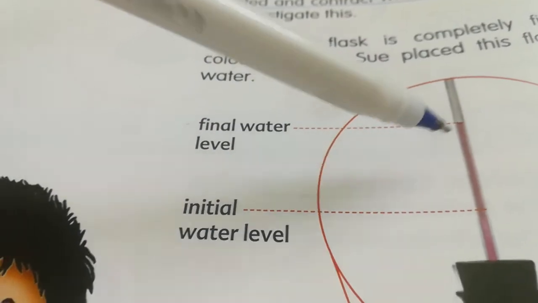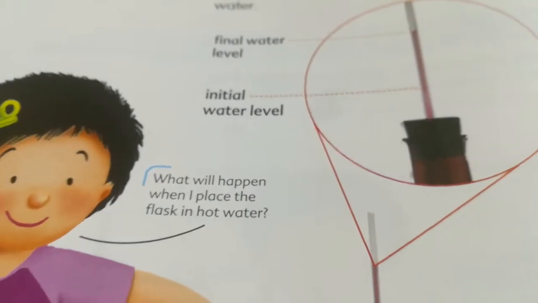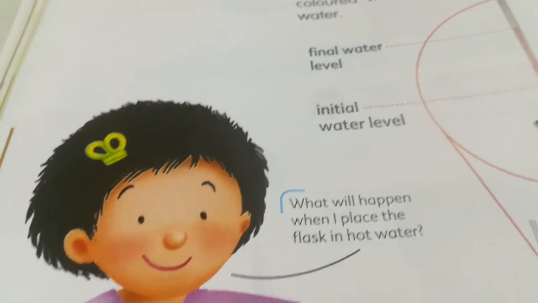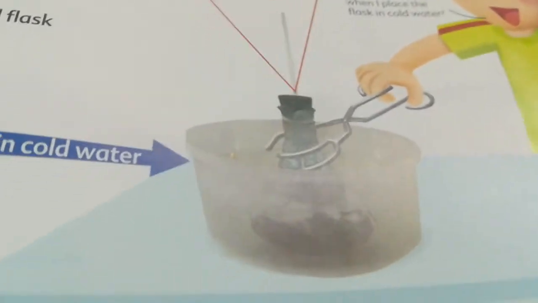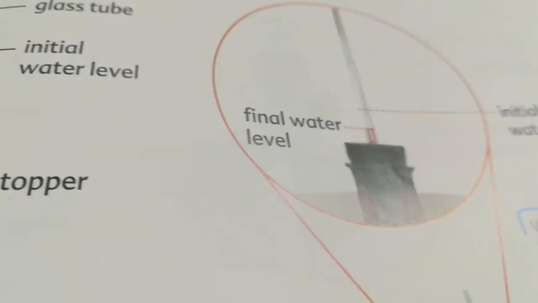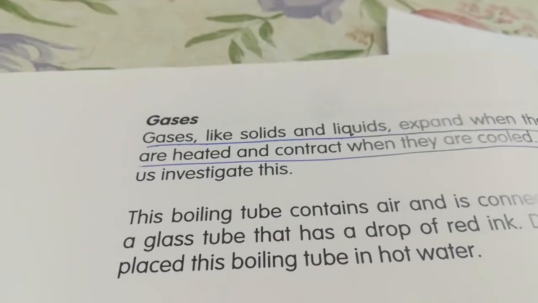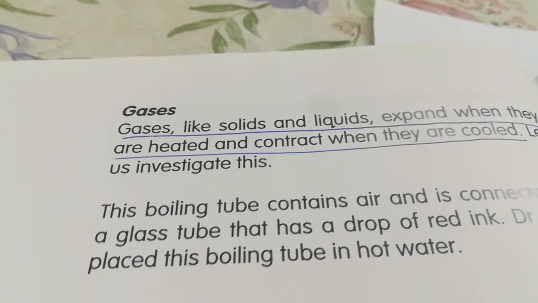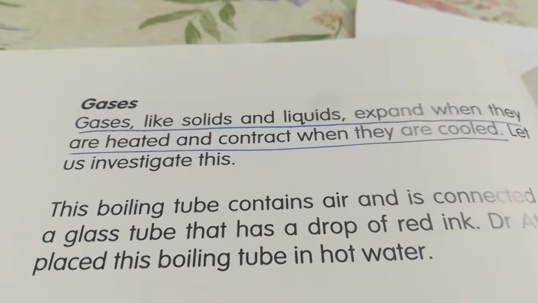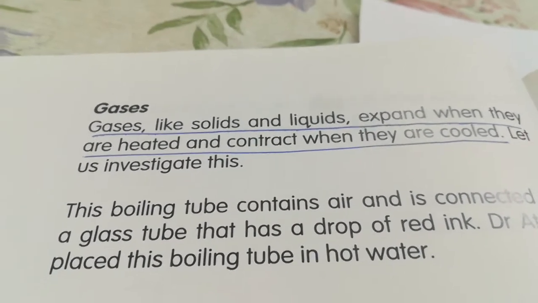This means the liquid inside the flask expands by heating. If we put the flask in cold water, we changed and put it in cold water, what happens? The colored water returns back again. This means it contracts. By the same way, gas does. Gas, like solids and liquids, expands when heated and contracts when cooled.